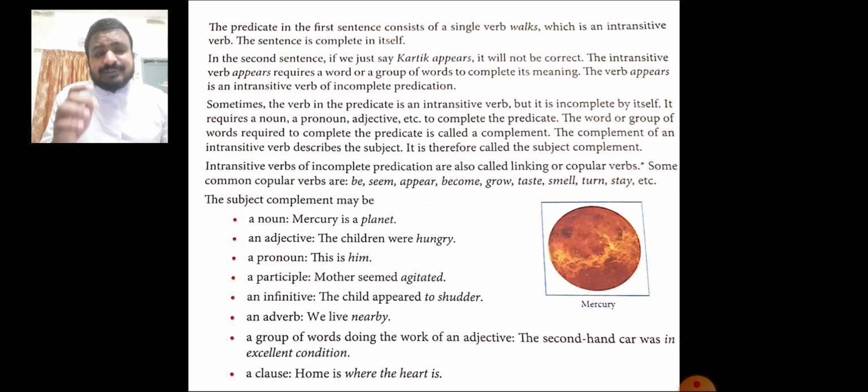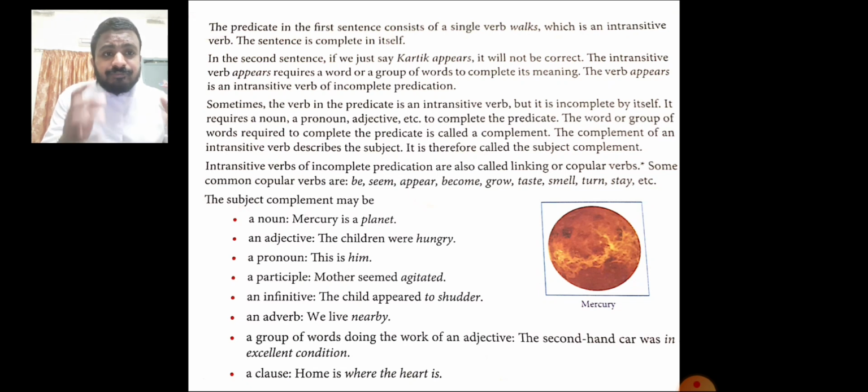Second sentence, the children were hungry. Were is a form of be, and it is an intransitive verb, and that sentence is incomplete without adding a subject complement. So we add an adjective there. The children were hungry. Look at the next sentence. This is him. If we say this is, the meaning is incomplete, so we add a pronoun, him. The next sentence, we add a participle, or an infinitive also can be added.